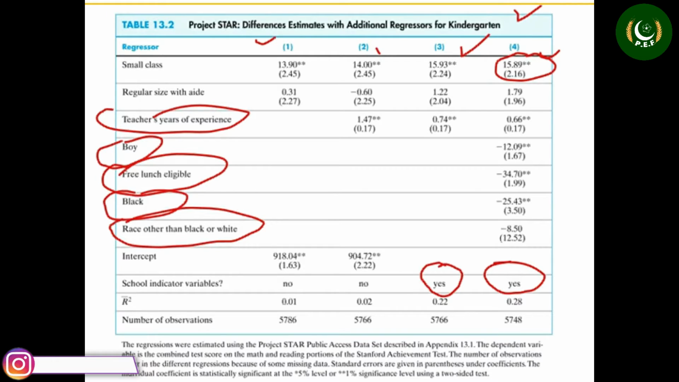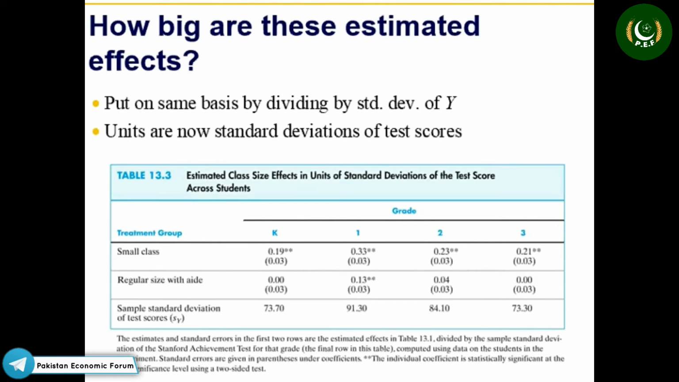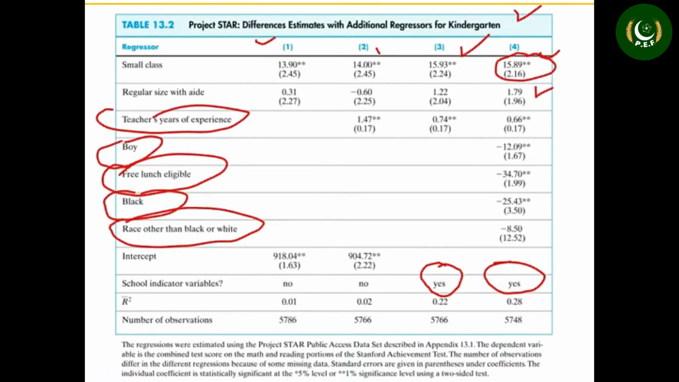So in general, there was a difference of around 15 to 16 points when you take small class size as compared to regular class size, and regular class size with aide actually has not much difference. Now this is not in standard units. If you take it in standard units, how do we do that? We standardize these variables. Then what will be the results?